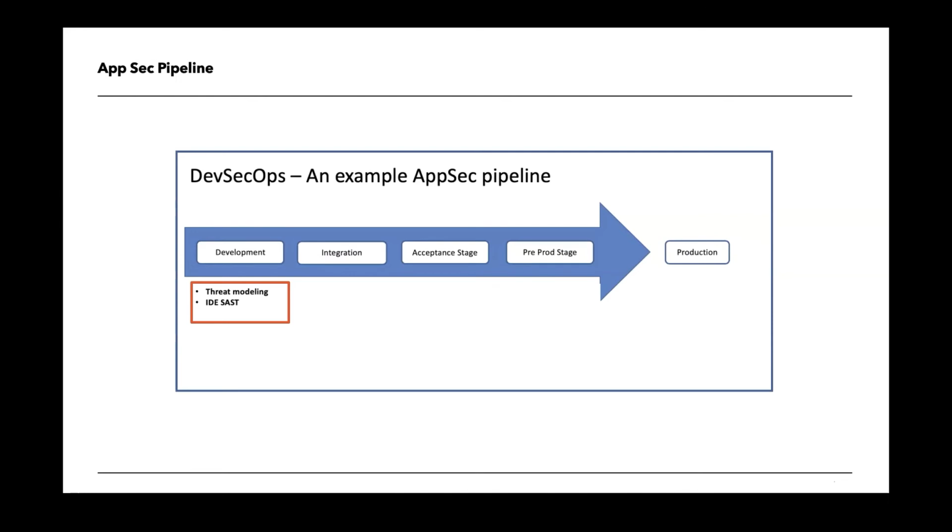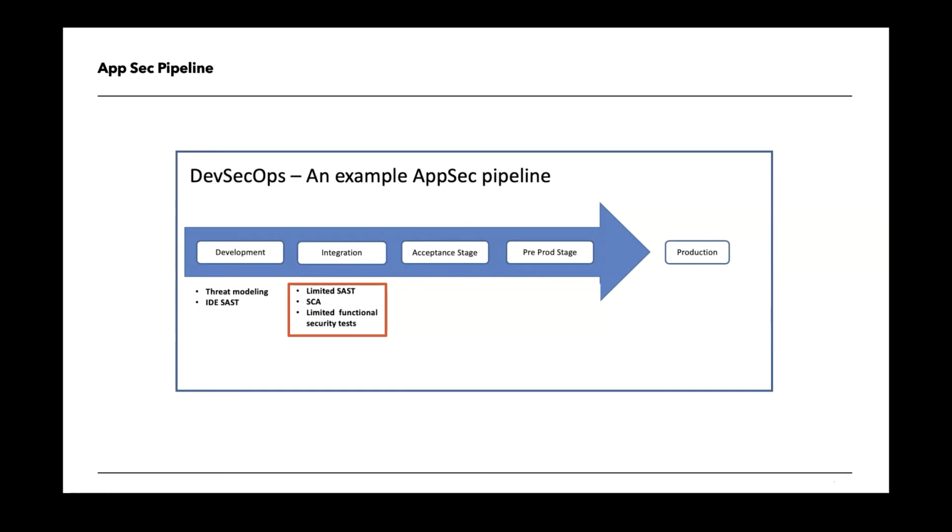So, which tests will we execute at the development stage? During development, threat modeling will be used to analyze possible vulnerabilities and attack scenarios, and the result of the threat modeling will then be introduced into the development of the application itself. It will be introduced into additional functional security tests and also into the DAST configuration.